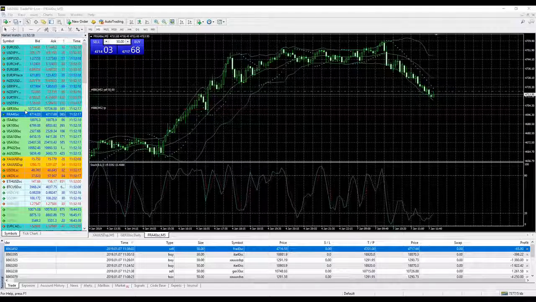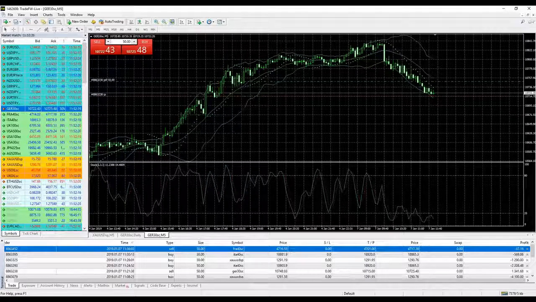DAX is moving nicely. On DAX, we are very close to hit our take profit. Our take profit on DAX is set to $1,900. Currently, we are making $1,500 on DAX, so it's just a matter of time until we hit take profit over there. Also, now we are back into positive area on France 40.